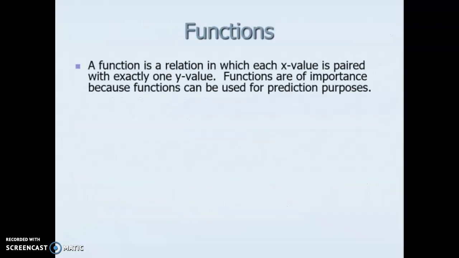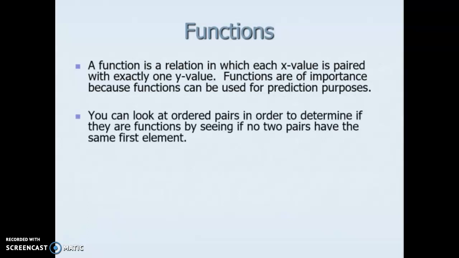A function is an actual specific type of relation. It's when each x value is paired with exactly one y value. Functions are important because they can be used for prediction purposes. You might look at ordered pairs, and in order to determine if they are functions, you want to see if no two pairs have the same first element. Or what we typically would say, if any x's repeat, then it is not a function. So you're making sure no x's repeat.